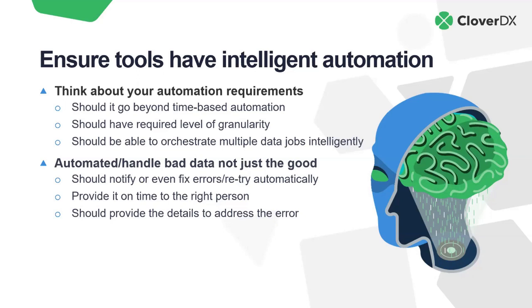And in this case, you should at least notify, but if you can, maybe even try to fix or retry errors automatically. If you're just going to go with notification, you need to make sure that the automation tool provides the information to the right person at the right time and provides details of the error so that they're able to better address it without leading to a longer workflow.